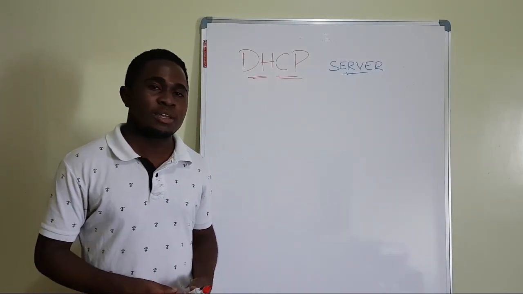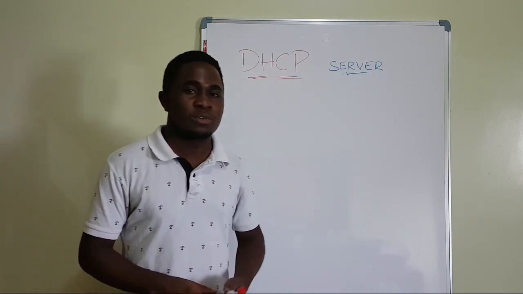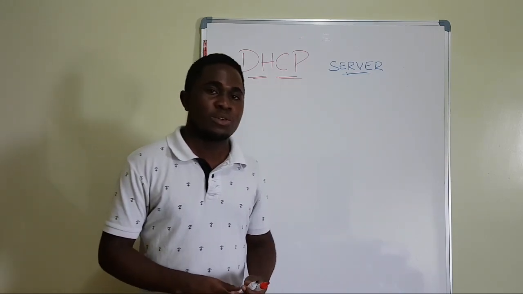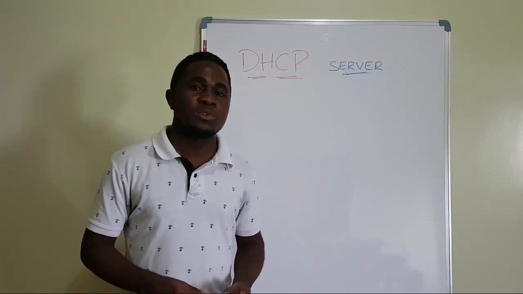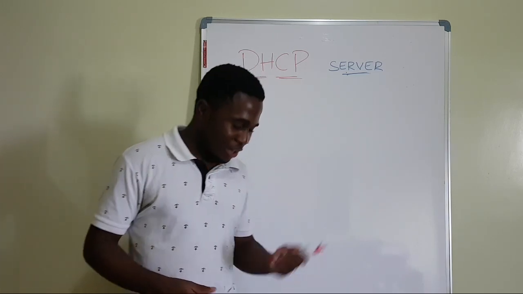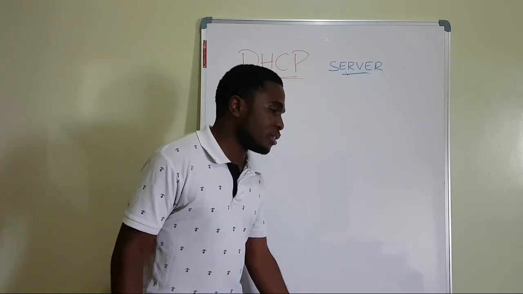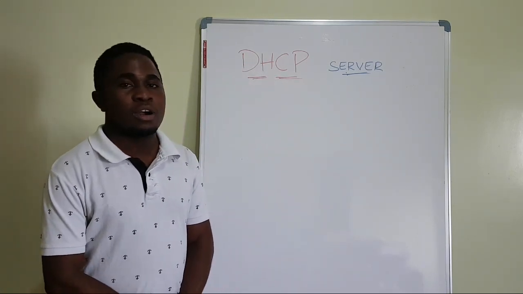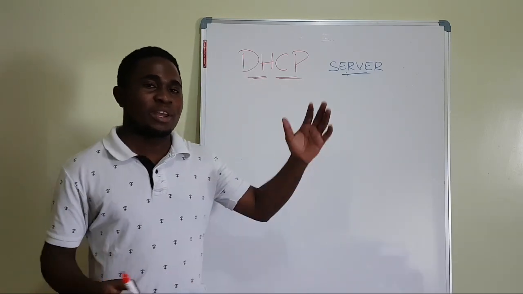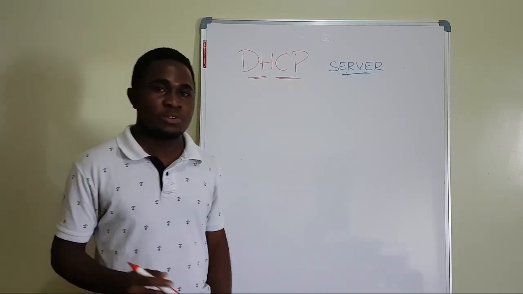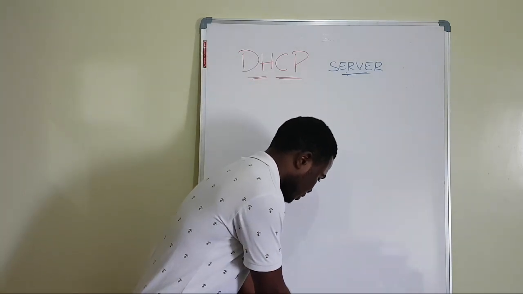How does this assigning of IP addresses automatically come about? This is the introduction that I'm going to give you today. I believe after this lesson, you will agree with me that this has really helped in IT administration. So how does this DHCP server work? This DHCP server works using the DORA process. What is the DORA process? I'm going to write it. It's an abbreviation, so you come to know the DHCP server using this DORA process.